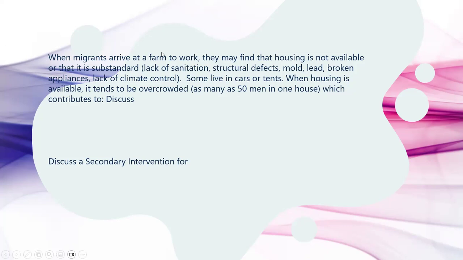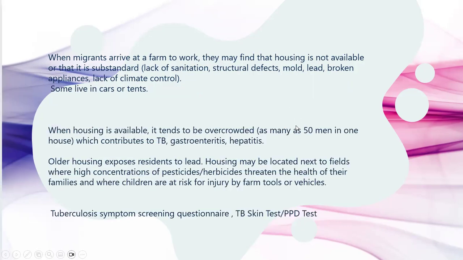So you all were supposed to discuss the living conditions and all of that, and then also discuss a secondary intervention for these living conditions. What did you all come up with? Our secondary intervention would be screening, just for the exposure to the climate and sanitation risks, and then any diseases that may develop from that. Got it. That's great. You all did really good.